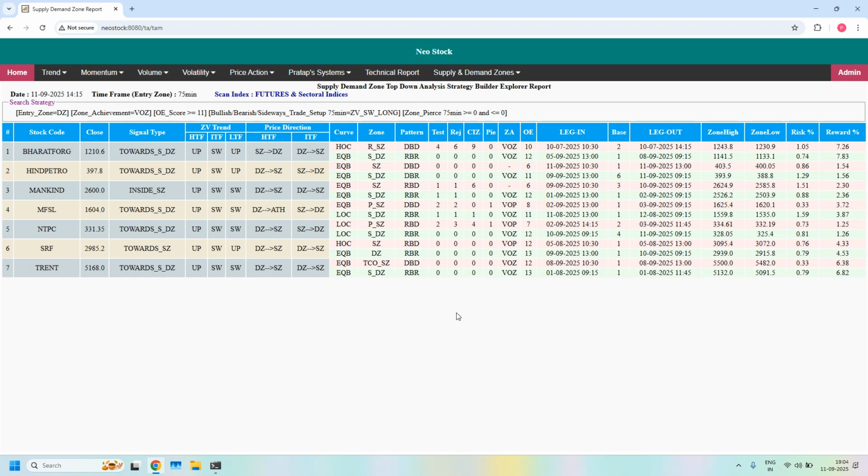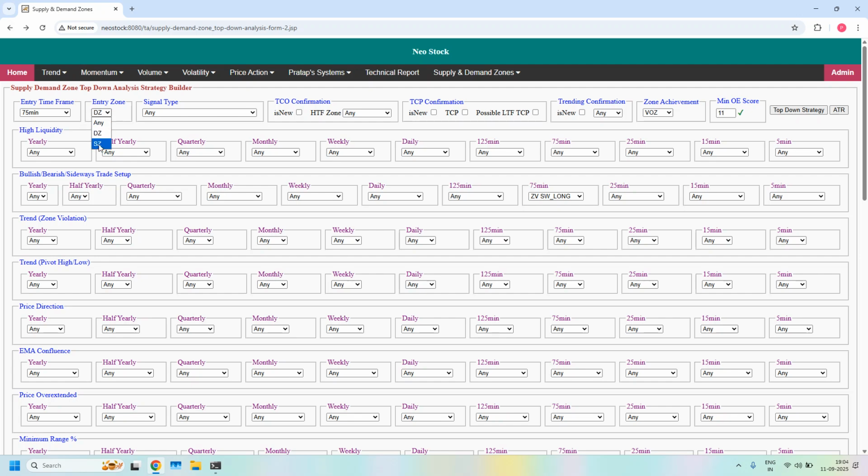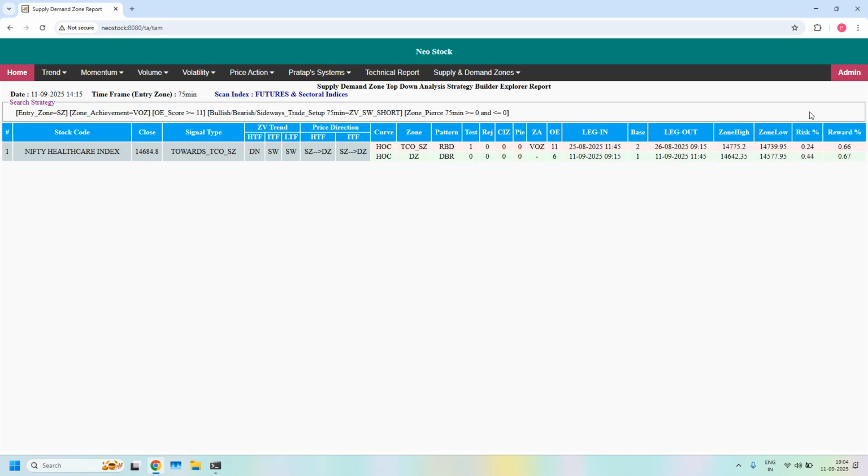Sideways long trade setup for weekly income trade, and all the entry time frame zones are 75 minute demand zones. So total 7 stocks we got. But you should apply only if less than 30 checklist items are satisfied. Okay, next sideways short trade setup, 75 minute supply zone, and here sideways short. 1 stock is filtered, 75 minute supply zone.